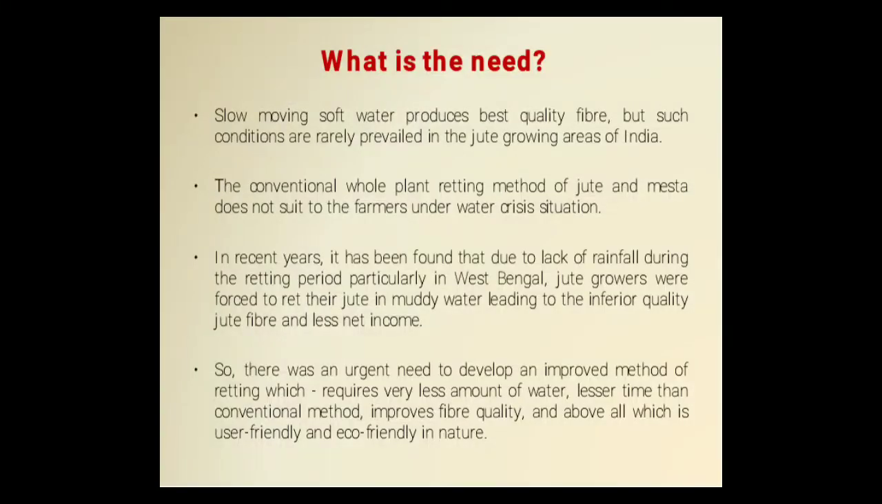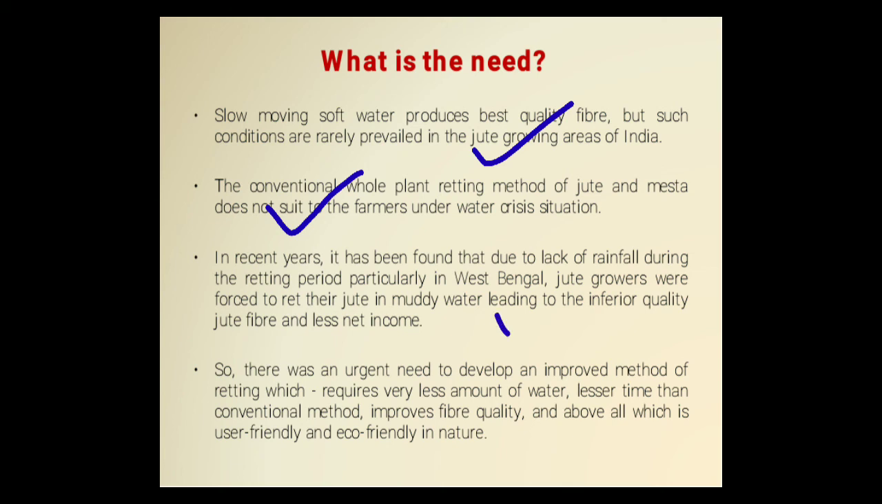Now what is the need? Slow moving soft water produces the best quality fiber. I told you in the last class that if your water is very slow moving and soft, it will give the best fiber. The conventional whole plant method of retting will actually be good, because in the conventional method the jute is kept in a crisscross fashion.